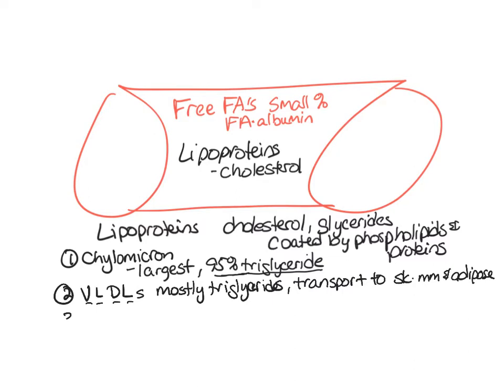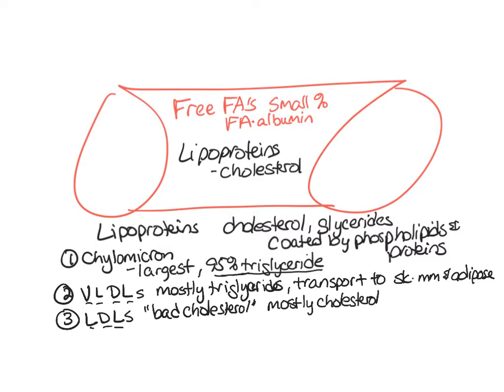The next type of lipoprotein is a low-density lipoprotein, or LDLs, and you've probably heard of these as the bad cholesterol. They are mostly cholesterol. They deliver cholesterol to the peripheral tissues. They can end up in your arteries as arterial plaque.